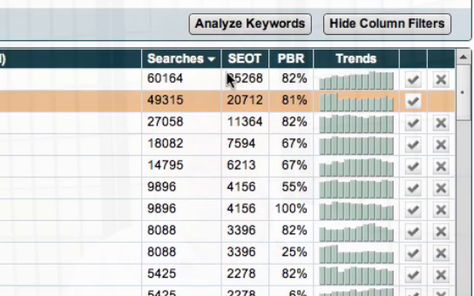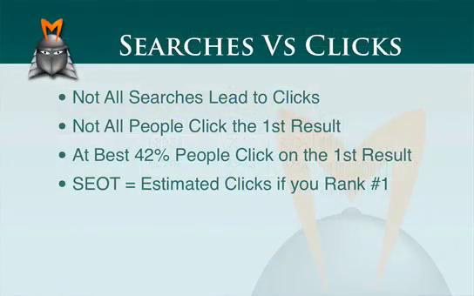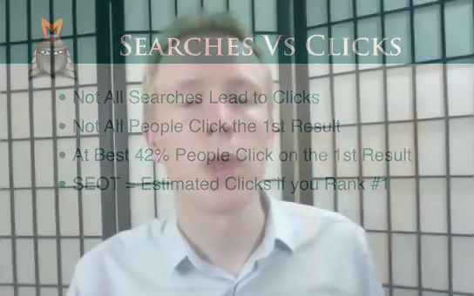This SEOT here is actually 42% of this searches column. And so what we see here with 42% is, hey, that's a more realistic number of, if you were to rank in the first position in Google for that key phrase, the kind of traffic that you might expect to get through to your website. And so there's a bit more of a reality check here.